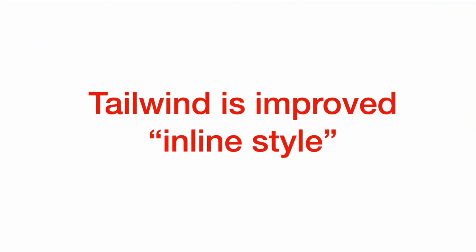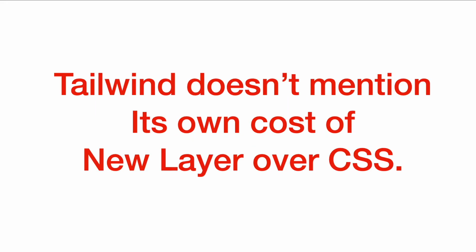So here's my personal summary of Tailwind CSS. Tailwind is just improved inline style. All right, inline style without the inline style. I mean, an improved version. It's just another syntax which makes it easier to write and more powerful. But yeah, Tailwind CSS doesn't mention its own cost of a new layer over CSS. What is the new layer?